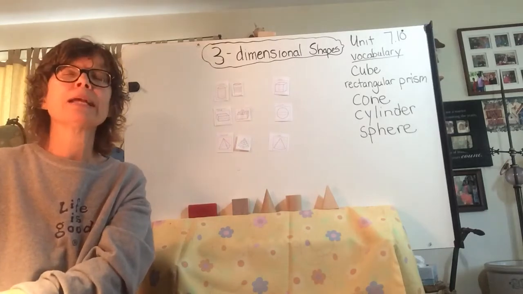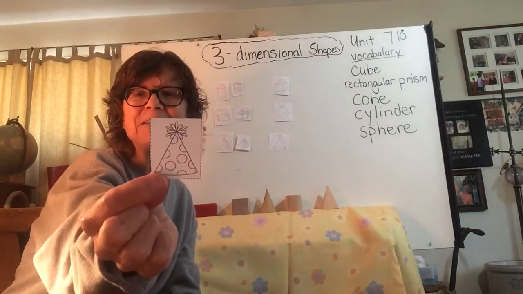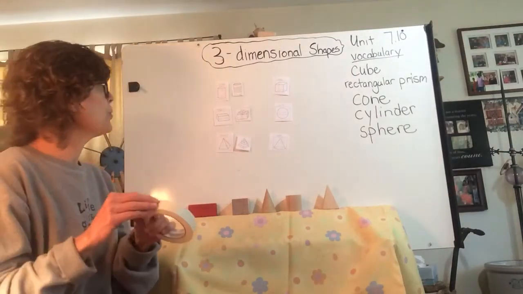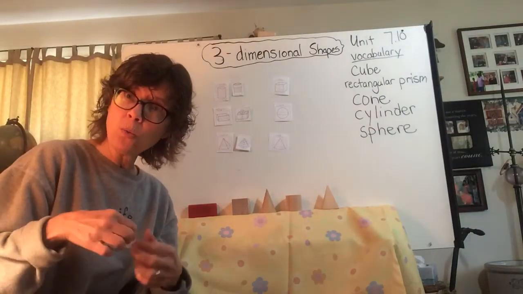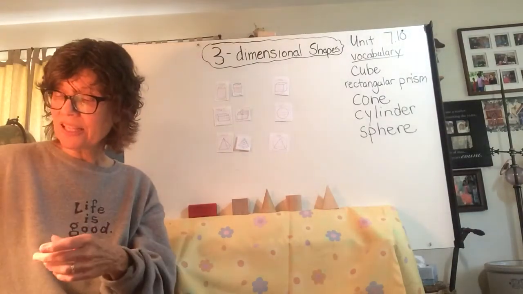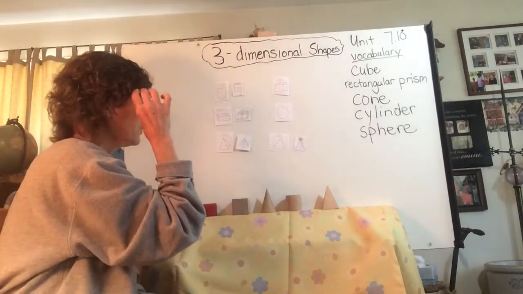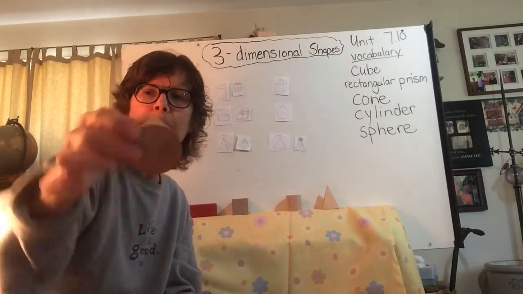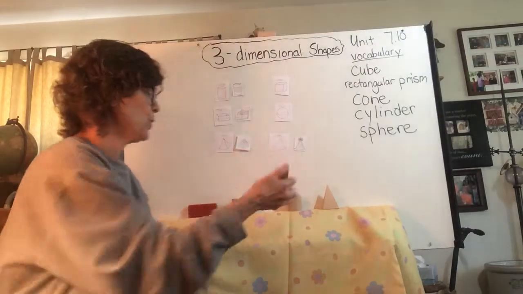Here's our next one, oh. There it is, a birthday hat. Which one is a birthday hat? That is a cone. And I always think of ice cream cone, but there it is, a cone. A birthday hat is in the shape of a cone. This way's the birthday hat. This way is the ice cream cone.